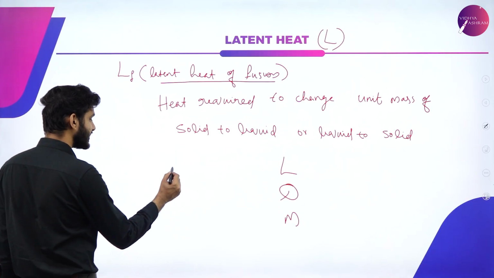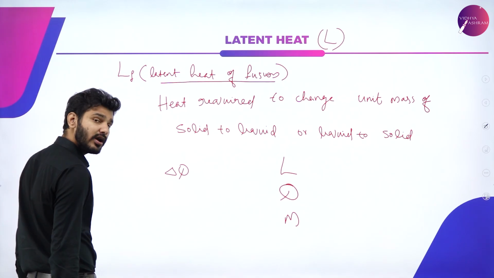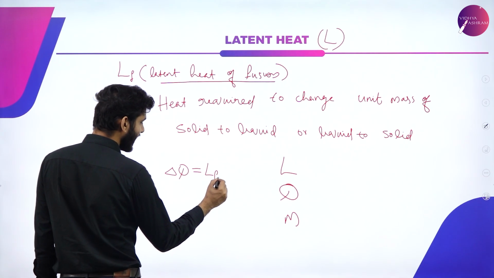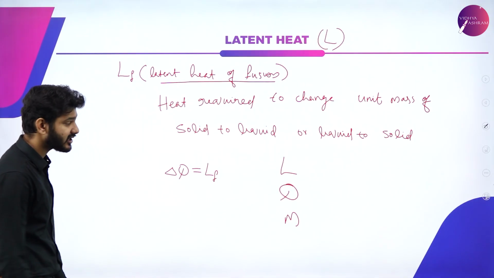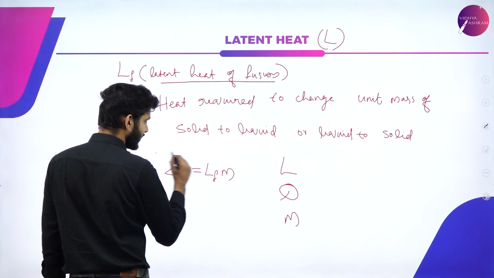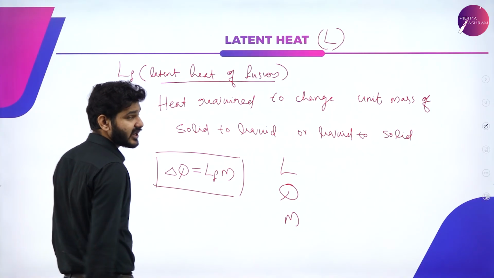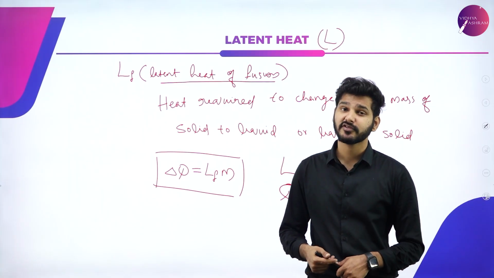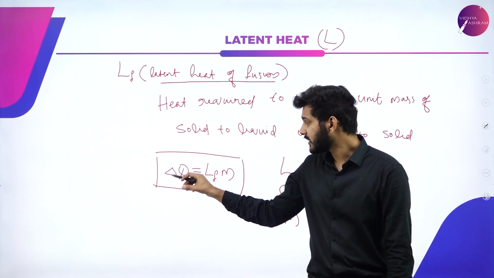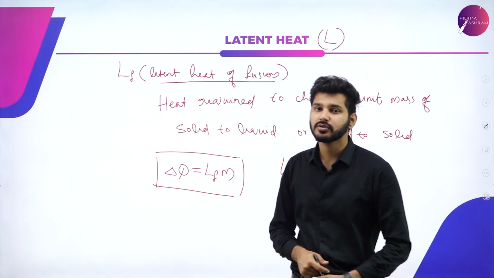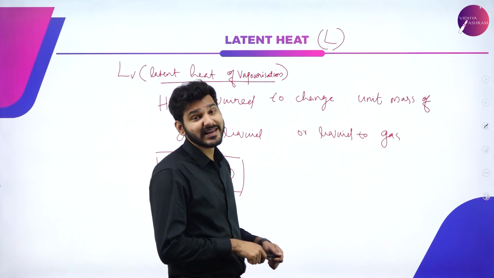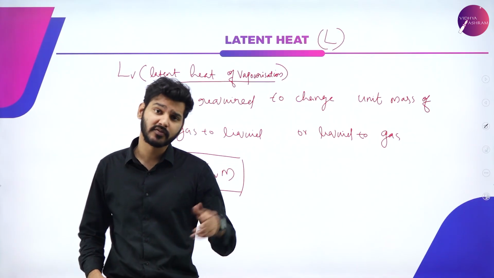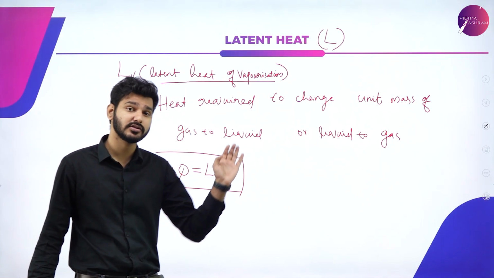Then we can see that delta Q, that is the small amount of heat given to a system, will be equal to L_F times M, because it is latent heat of fusion, and heat is directly proportional to mass. L is the constant we use here for latent heat. So we have delta Q equal to L_F M. Now we also have latent heat of vaporization. Same thing, the only difference is that instead of solid to liquid, we are converting liquid into gas.